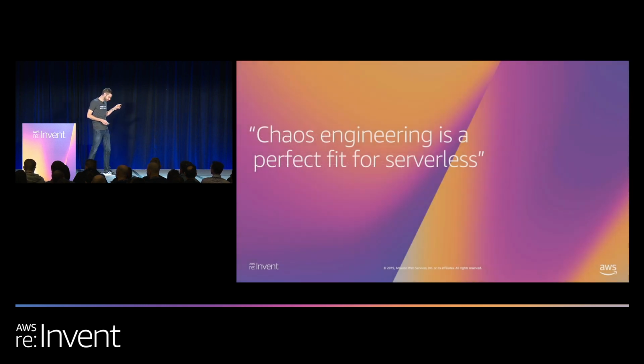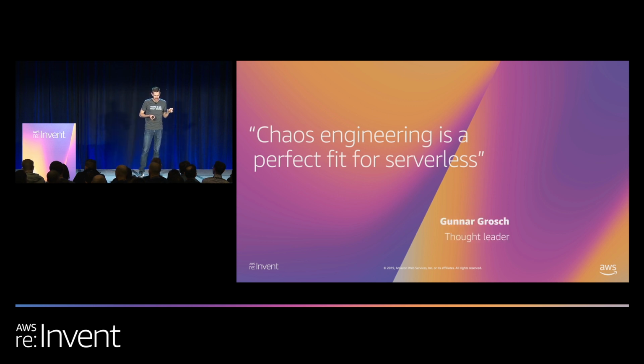This is a great quote. Chaos engineering is a perfect fit for serverless. If you can't get anyone else to say it, you just have to quote yourself. But what I mean by this is that serverless, with its inherent chaos and the granular architectures, is well suited for doing chaos engineering. Using chaos experiments, we're able to build more reliable and resilient applications with serverless. And to be honest, we don't really need that much more than the AWS CLI to get started.